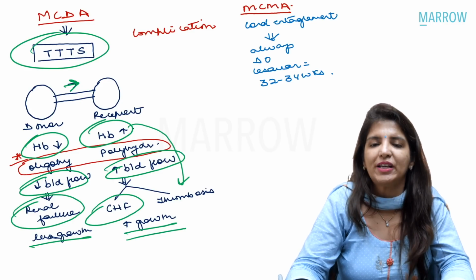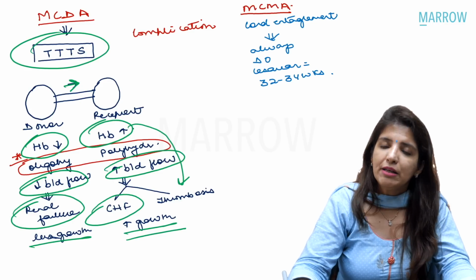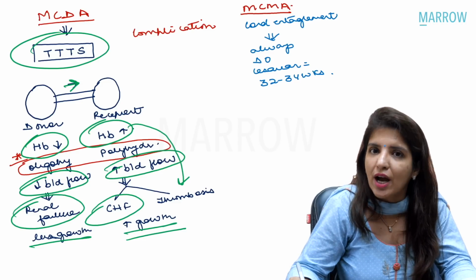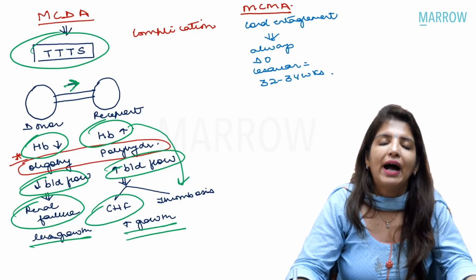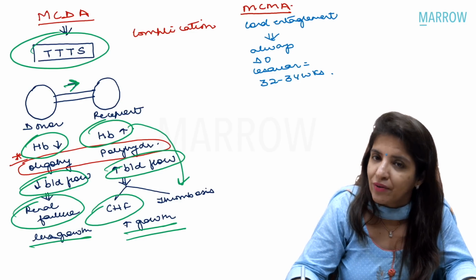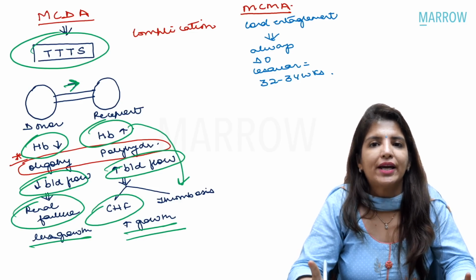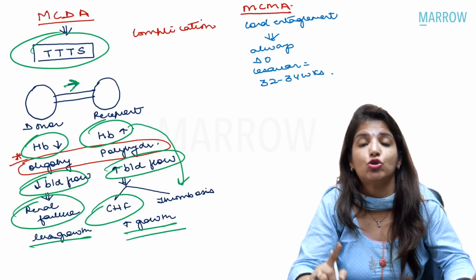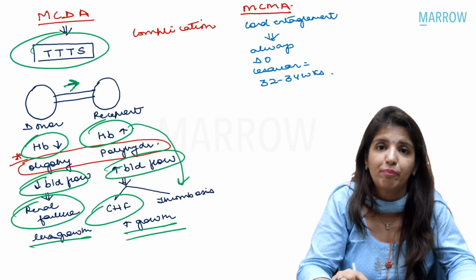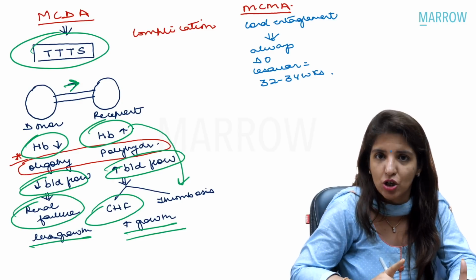Have you understood the complications which can happen in the donor twin? Anemia can happen in the donor twin, IUGR can happen in the donor twin, oligohydramnios can happen in the donor twin, and renal failure can happen in the donor twin, right? In the recipient twin, you will get more growth of the baby, you will get more hemoglobin, and that can lead to thrombosis, there can be congestive heart failure, and there will be polyhydramnios.